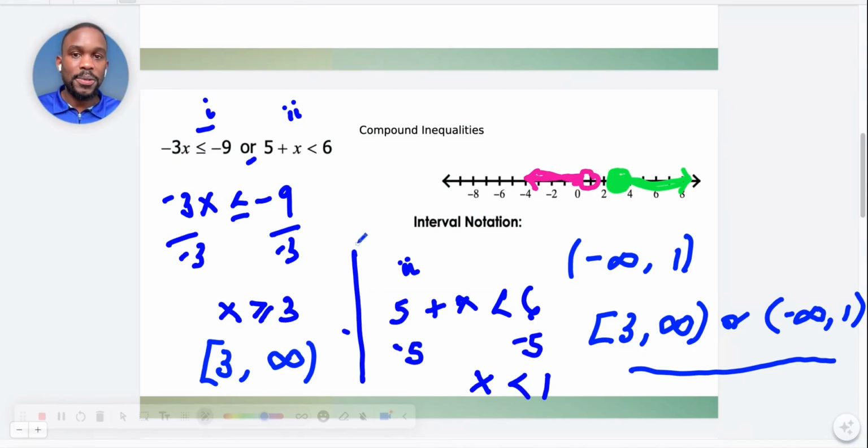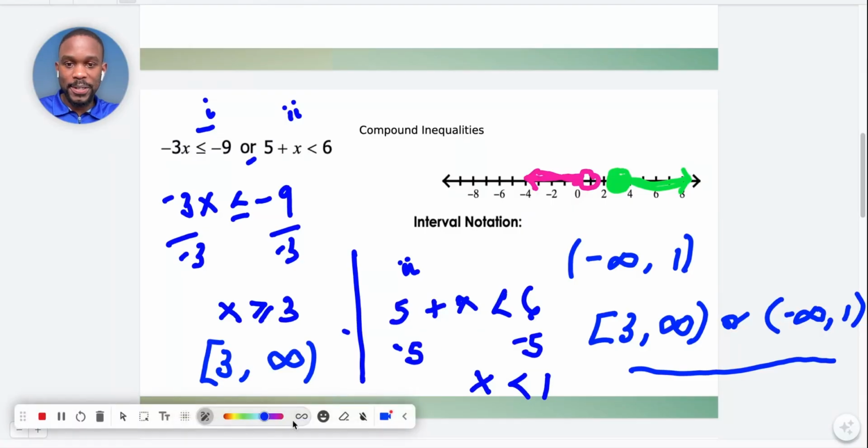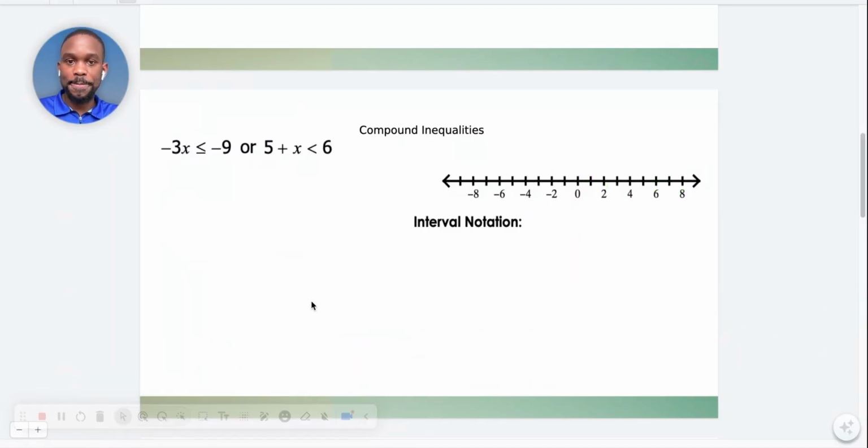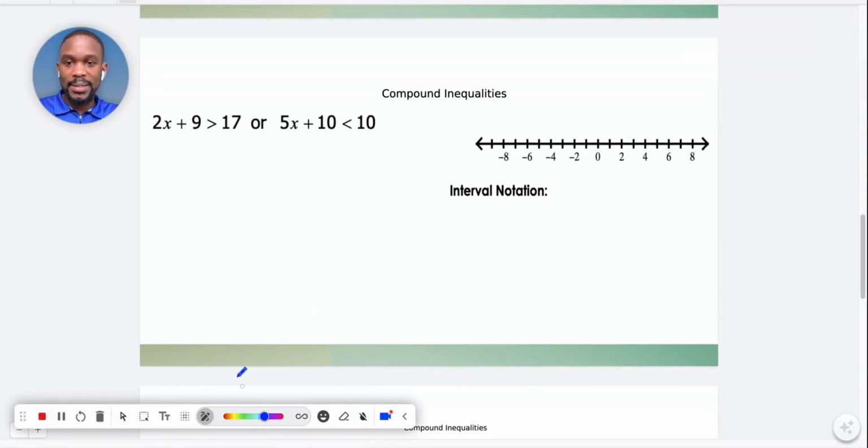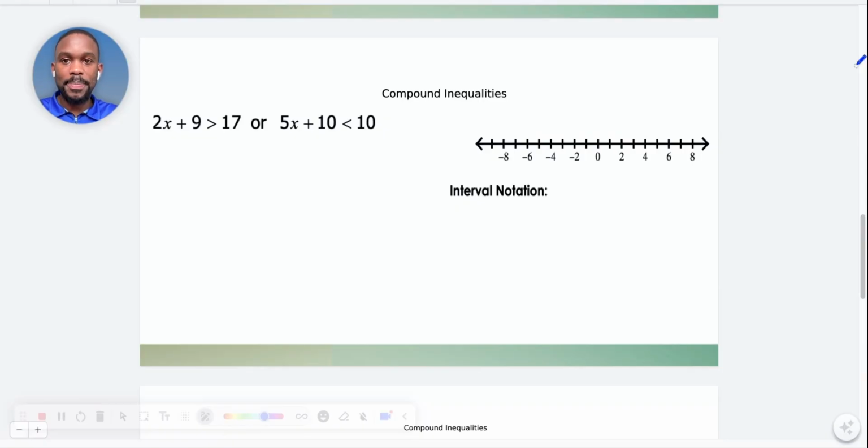So that's the first example. It's going to make sense, really. Please feel free to pause the video at any point, rewind it, or try it out by yourself and see what you get. Let's look at example number 2. We're still dealing with compound inequalities, and they're giving us two inequalities: 2x plus 9 is greater than 17, or, you see that "or," 5x plus 10 is less than 10.